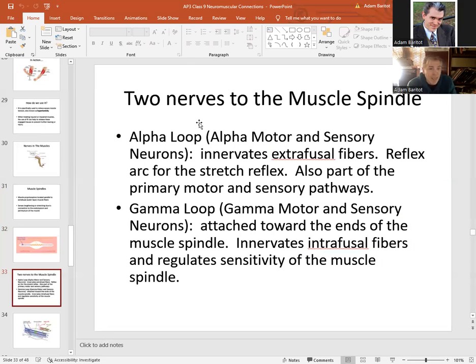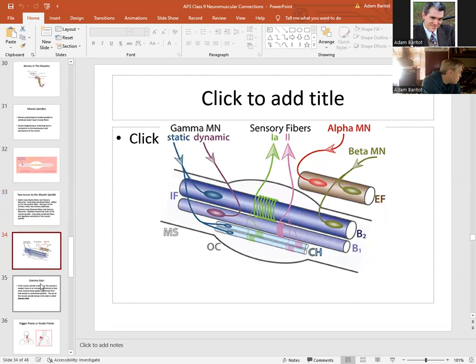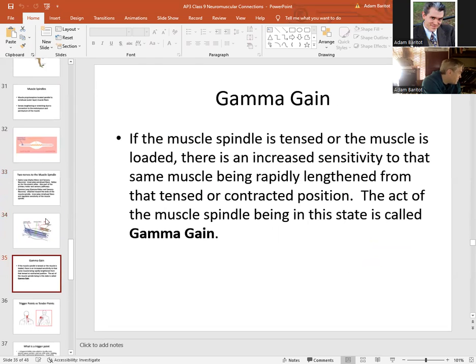Whereas you also have a gamma nerve going to these muscles. They innervate the intrafusal fibers, the deep layers of the muscle, and they regulate the sensitivity of this nerve structure. If your gamma loop becomes overtight and engaged, it leads to a different pathological condition. And to understand that, we're going to talk about, real quick, gamma gain. If the muscle spindle is tensed or the muscle is loaded, there's an increased sensitivity to that same muscle being rapidly lengthened or tensed from that position.